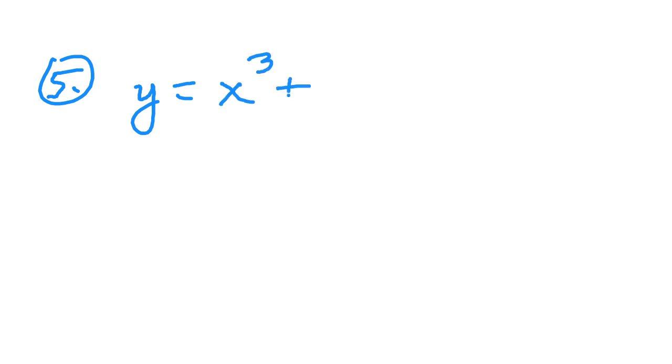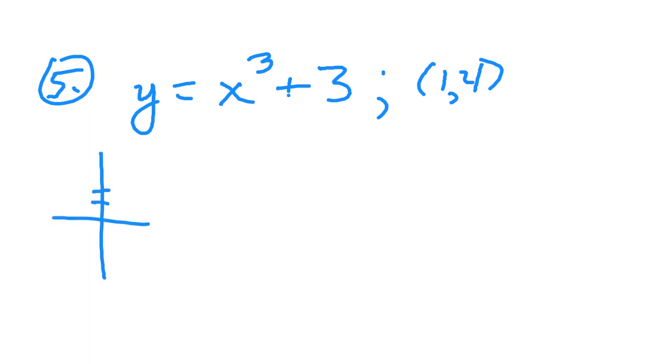But anyway, we've got y equals x cubed plus 3, and we're looking at the point (1, 4). So we know what this graph looks like. We could call that f of x, but it's an upshift of 3 units of the x cubed graph. So over at 1, I'm up at 4, right?